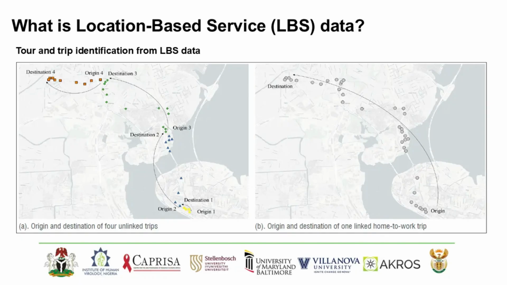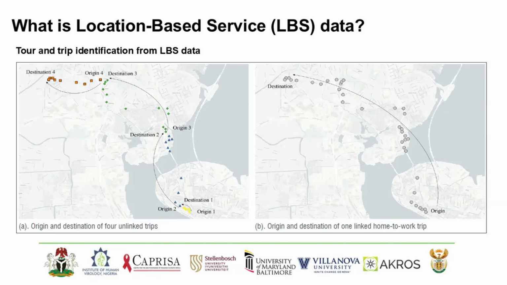Then we show how we can identify trips and tours from raw LBS data. On the left, each colored symbol represents a separate trip. You can see 4 unlinked movements between different origins and destinations. Here, each trip is treated as an individual event without considering its relationship to the others.